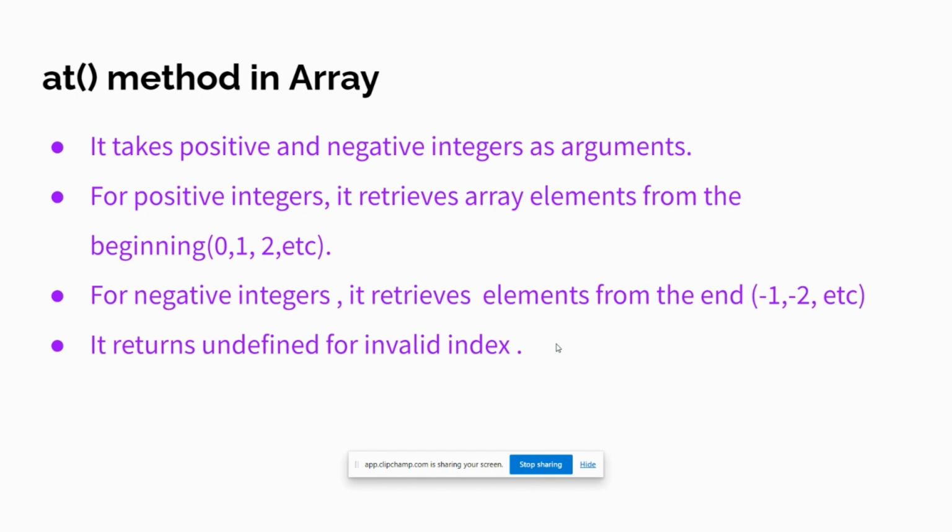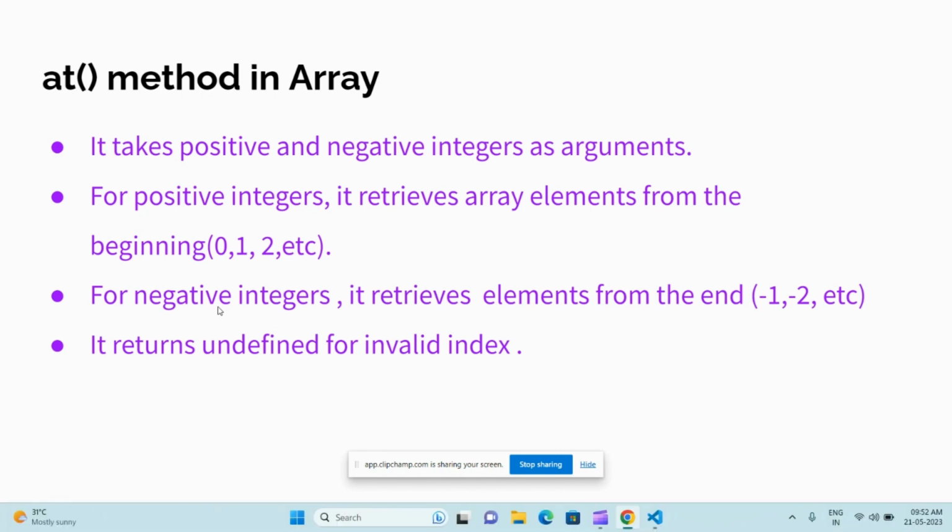And if we pass negative integers, it will retrieve the elements from the end, I mean from the reverse, and we can pass the values -1, -2, like that. So the main use case of this at method is to read the array elements from the end of the array. And if you pass an invalid index number, it returns the undefined value. Let me explain with an example.